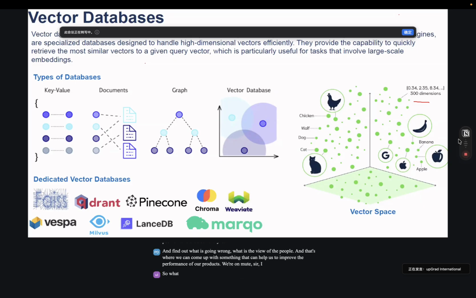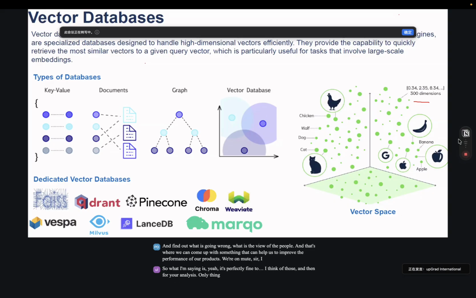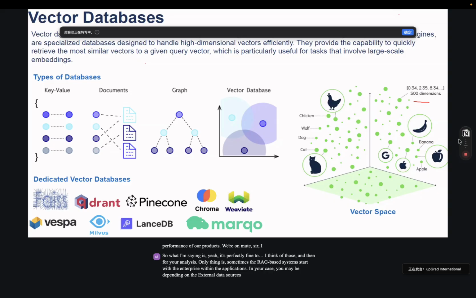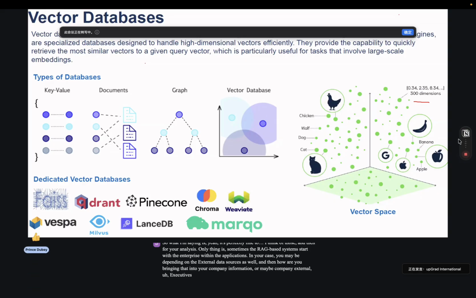So what I'm saying is, yeah, it's perfectly fine to think of those for your analysis. The only thing is, sometimes RAG-based systems start with the enterprise within the applications. In your case, you may be depending on the external data sources as well, and then how are you bringing that into your company information, or maybe company external executives talking on the external sources, or people are talking about it, right? So that's perfectly fine. So this is related, and then you are bringing it to the table.